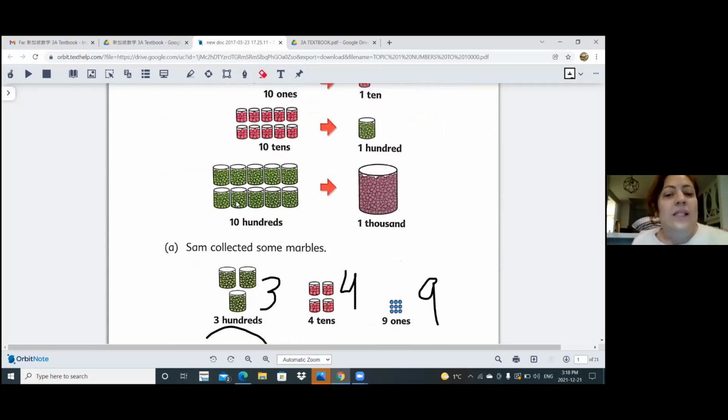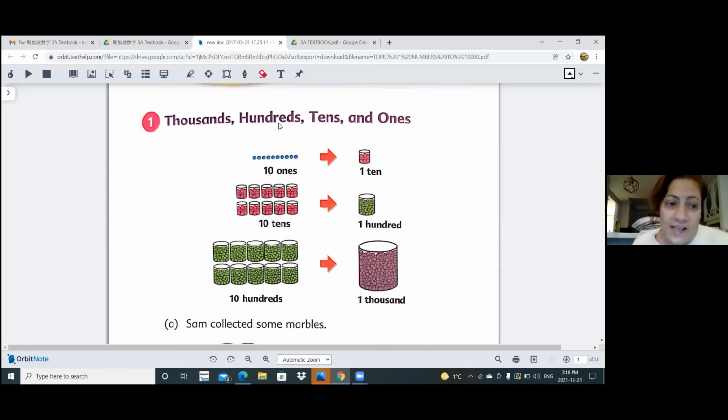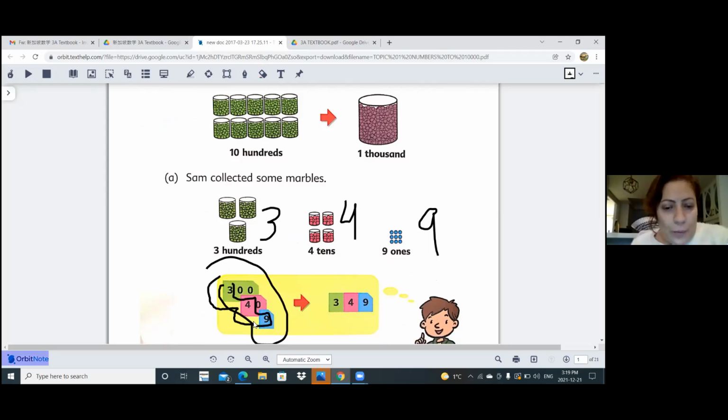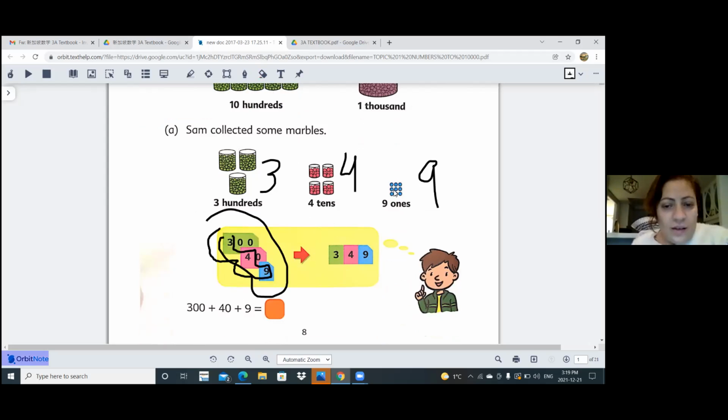Okay, so let's review our thousands, hundreds, tens, and ones place values. So we know that 10 ones make up a 10. We know that 10 tens make up 100. We also know that 10 hundreds make up 1,000. Let's look at the first problem, okay? Sam collected some marbles. So now this is a 3-digit number. He collected 3 hundreds, he collected 4 tens, and he collected 9 ones.